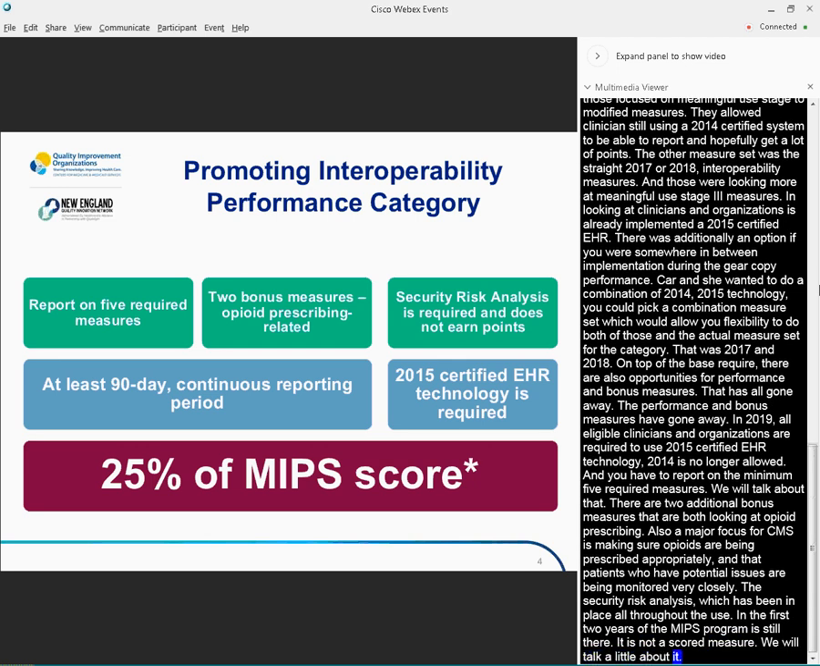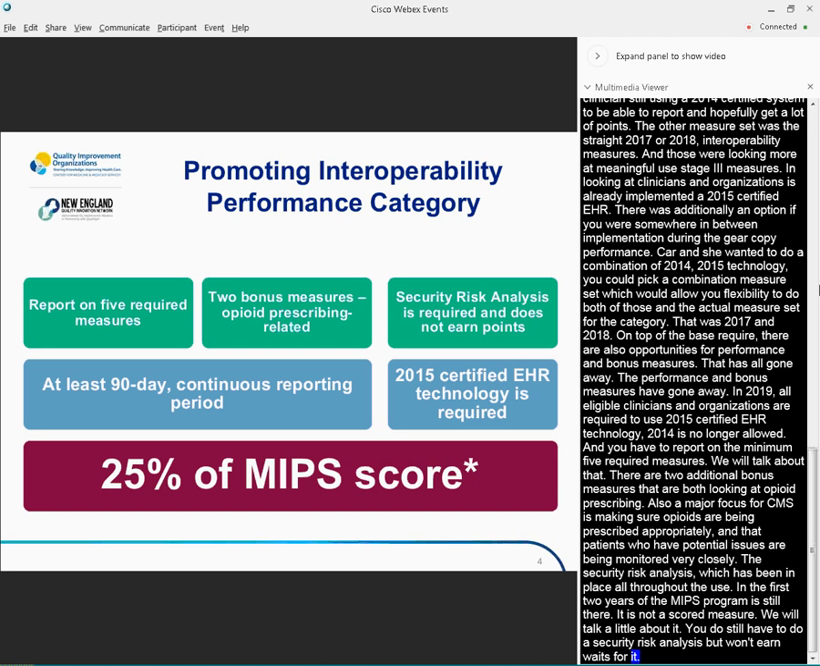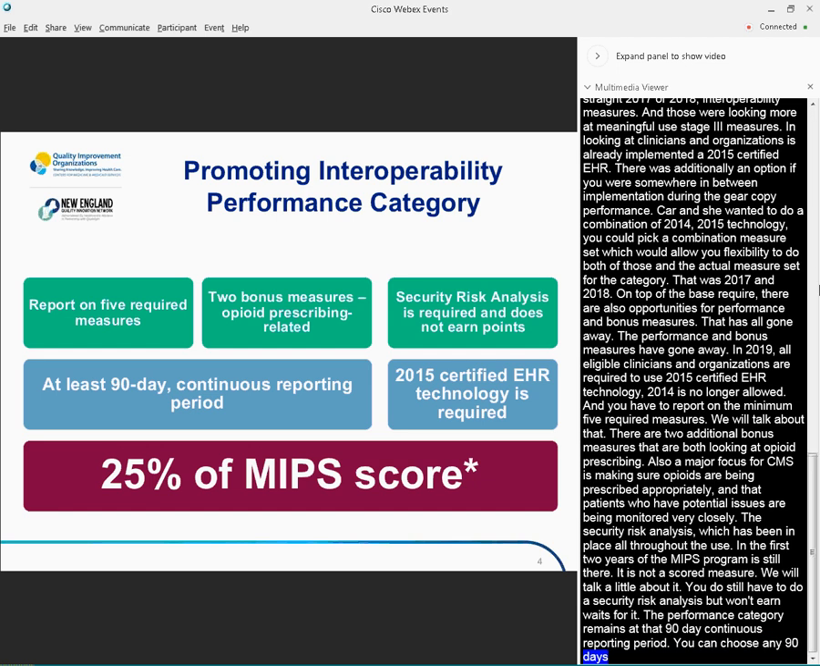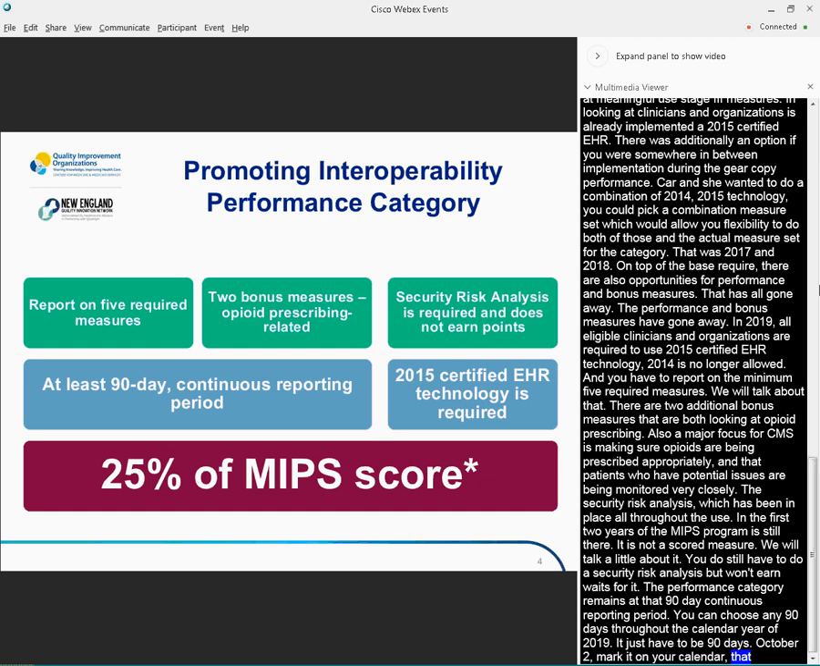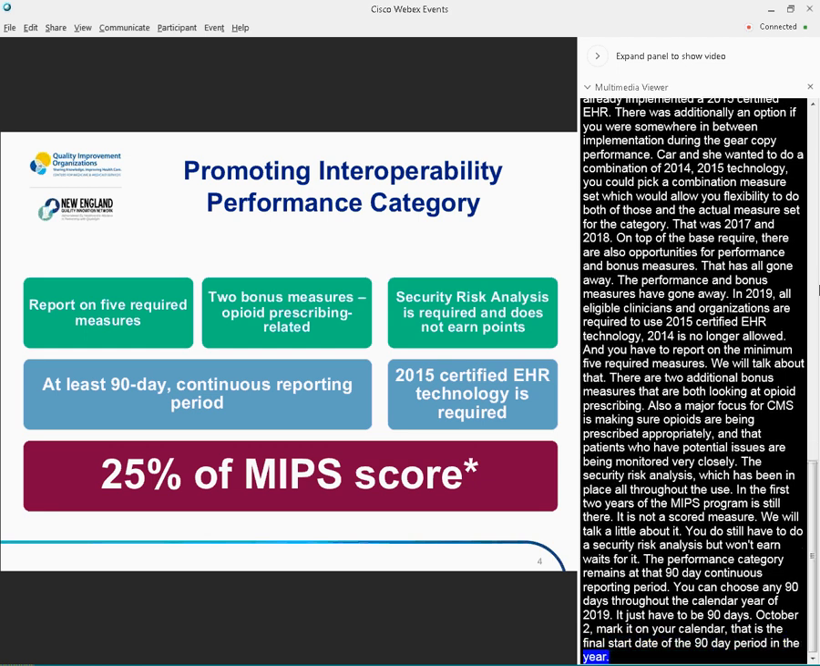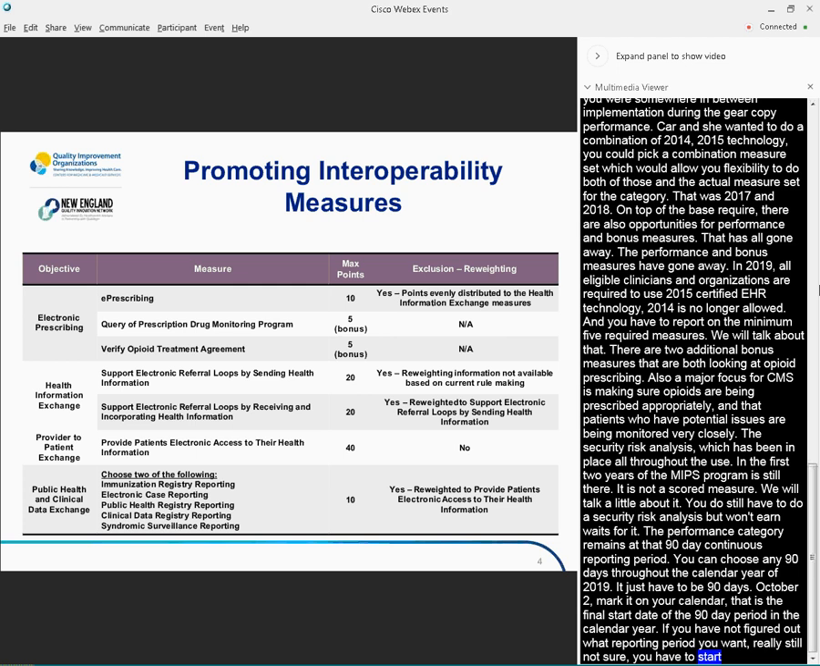Luckily, the performance category remains at that 90-day continuous reporting period, so you can choose any 90 days throughout the calendar year of 2019. And I always mention it, but October 2nd, mark it on your calendar, is the final start date of a 90-day period in the calendar year. So if you haven't figured out what reporting period you want, and you get kind of into September, really still not sure, you have to start no later than October 2nd if you want to get that final 90 days.